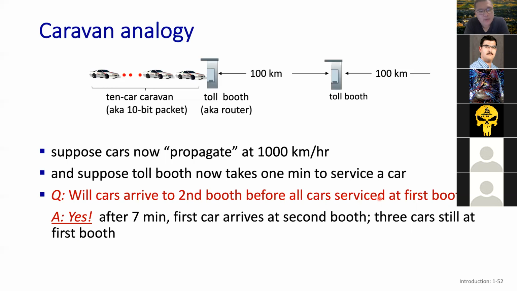So here's a summary. Based on this assumption, after the first car arrives at the second booth, there are still 2 or 3 cars in the queue. Okay, so this is different from the first case, because in the first case the two booths were 100 kilometers apart, and the propagation speed was only about 100 kilometers per hour. Now we have a 10 times faster propagation speed. So after the first packet arrives at the destination, there's still something in the queue. Am I right?